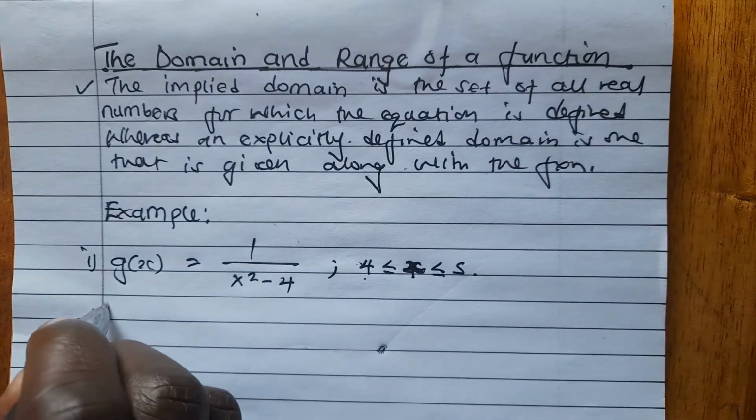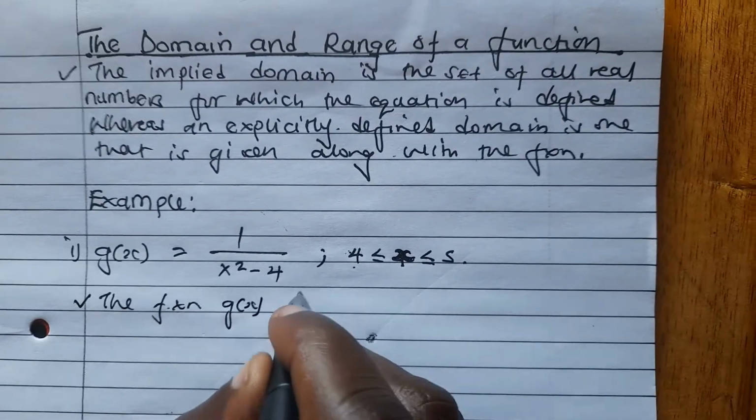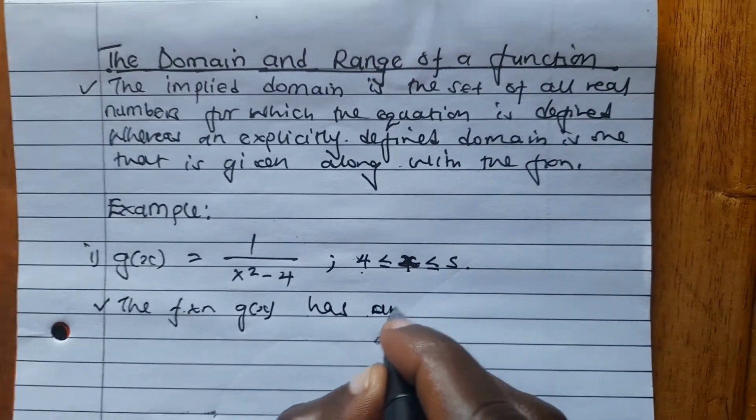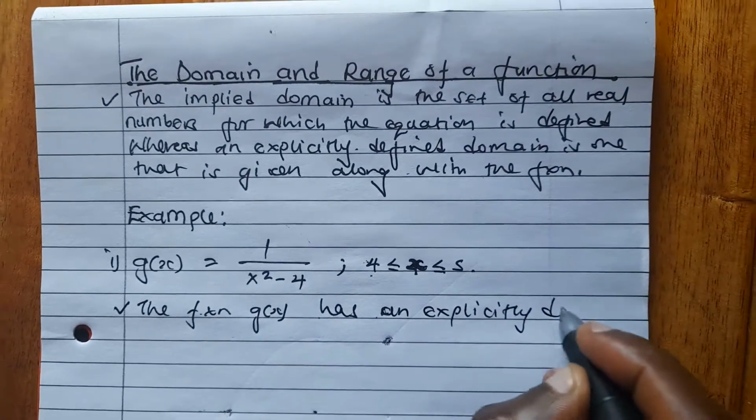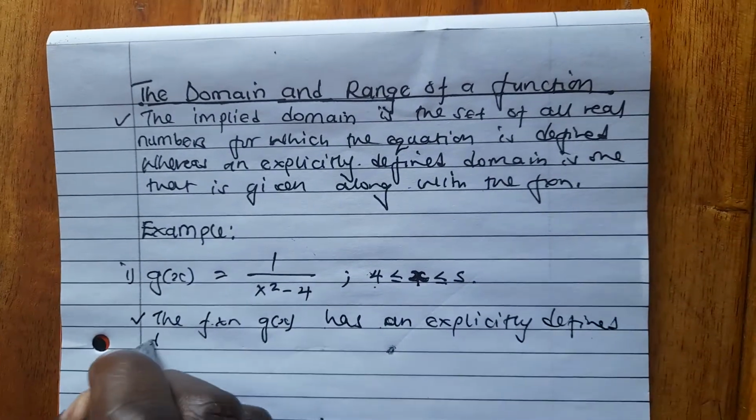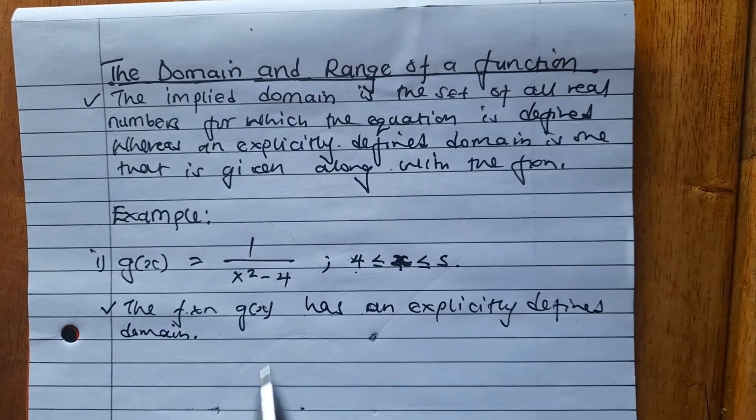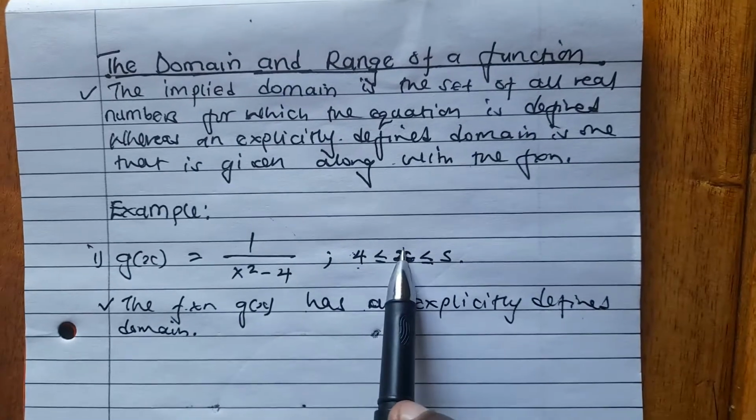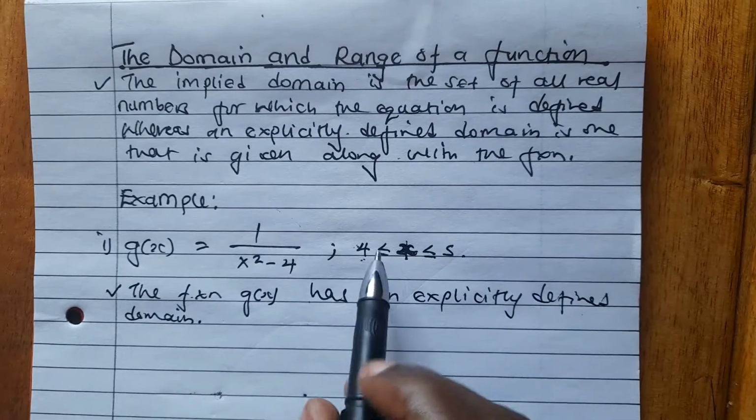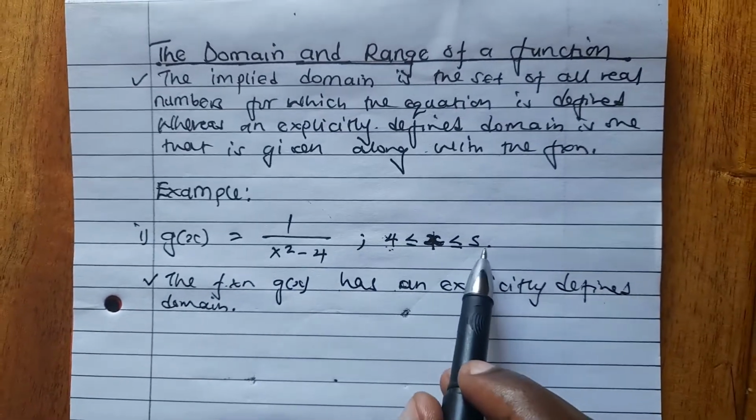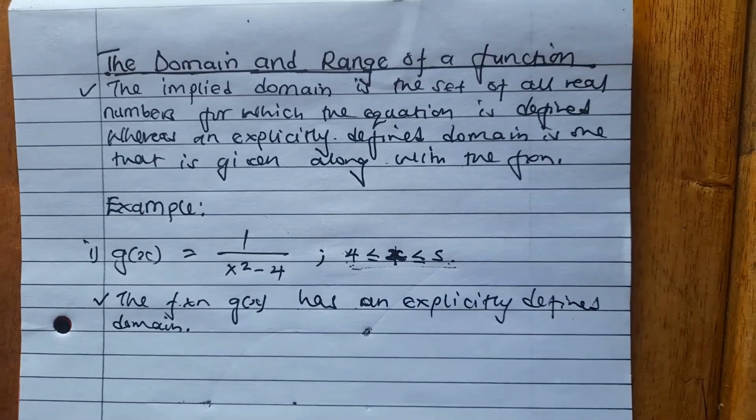So we say the function g of x has an explicitly defined domain. The input, and the input here is x, is defined by the given range, that is 4 to 5. That is, x lies between 4 and 5. So therefore we say our function has an explicitly defined domain.